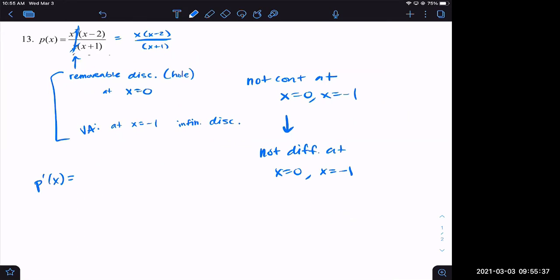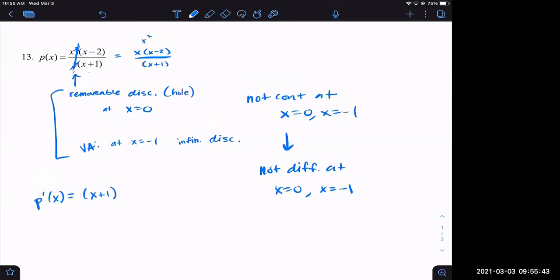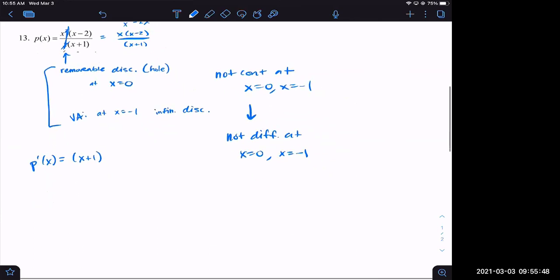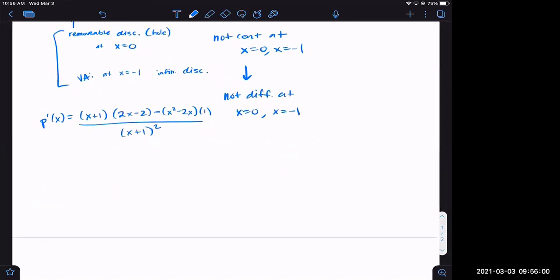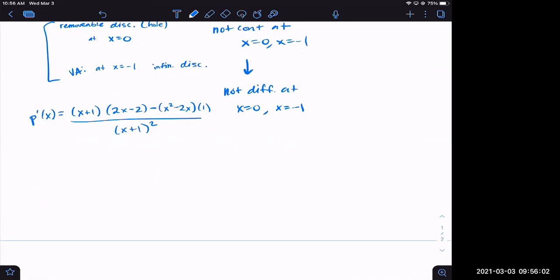So to find p prime, I'm going to have to do the quotient rule. So I'd have the bottom times the derivative of the top. I'm thinking of the top as x squared minus 2x to make the derivative easier. So the bottom times the derivative of the top, minus the top times the derivative of the bottom, all over the bottom squared. You guys make sure I don't mess up here.